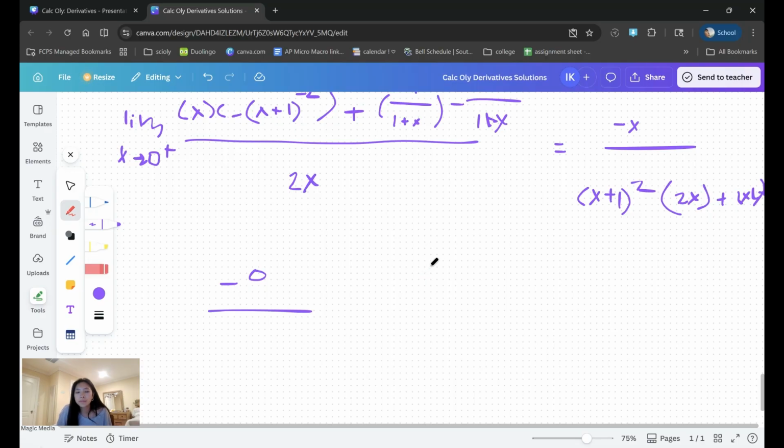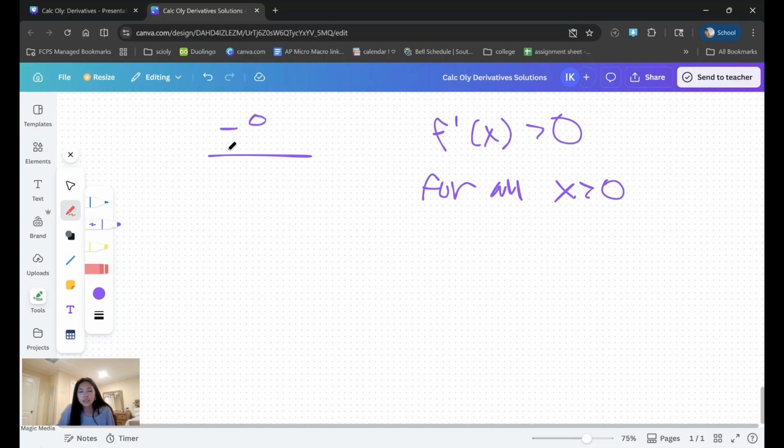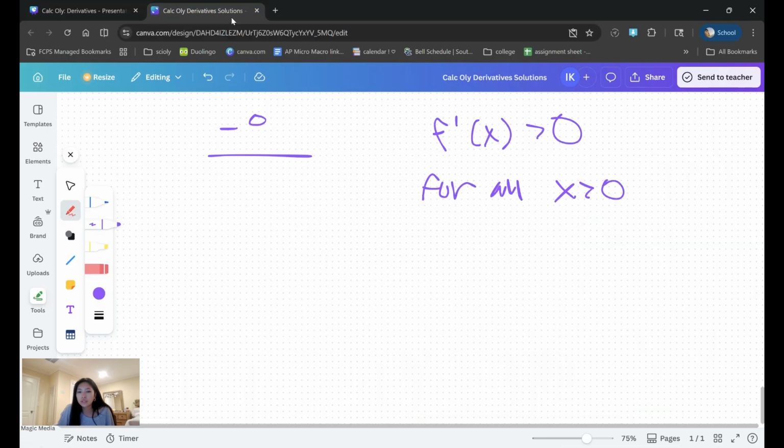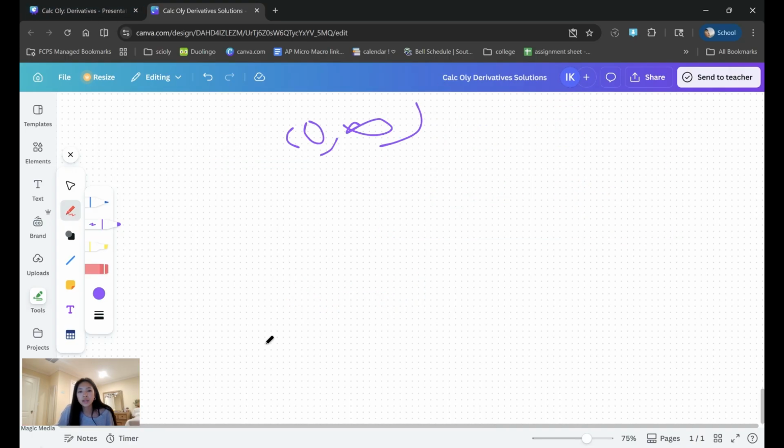So we know that the top is decreasing, and because of that, since this limit right here is decreasing, we know that f prime of x is less than 0 for all x greater than 0 because it has this negative x right here. Okay, and that helps us answer our first part of the question, the one that says show that f of x is strictly decreasing for all 0 to infinity. Because f prime of x is less than 0 for all values of x within this range right here, we know that f of x is decreasing for all x greater than 0. Okay, so that's part A.